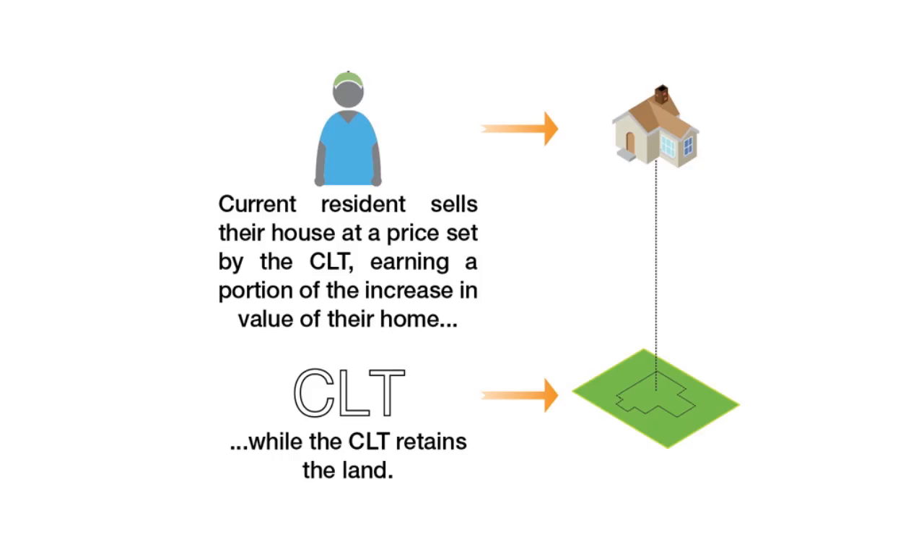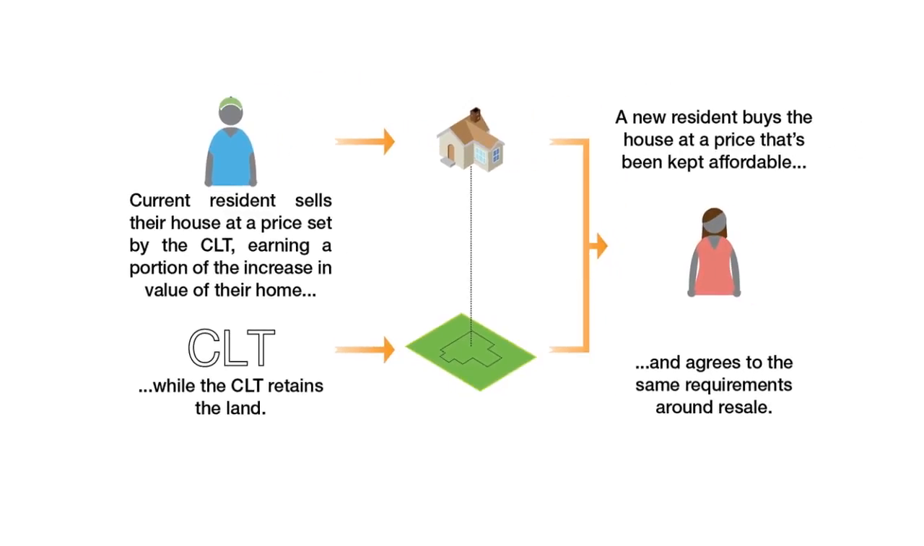And because protecting affordability is such a critical component in communities like Columbia, the CLT stipulates the resale formula that's used to determine the price should the homeowner ever decide to sell. And that resale formula provides a fair and equitable return for the seller, but at the same time limits the amount of appreciation the homeowner can take with them so that the home can remain affordable for the next buyer.